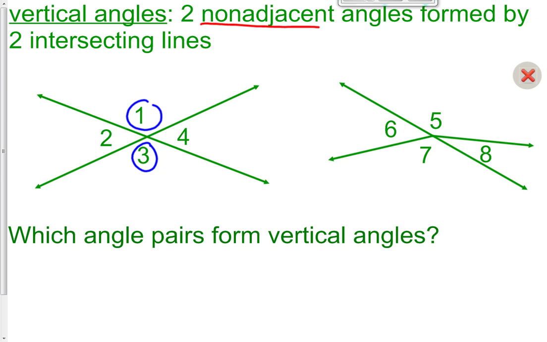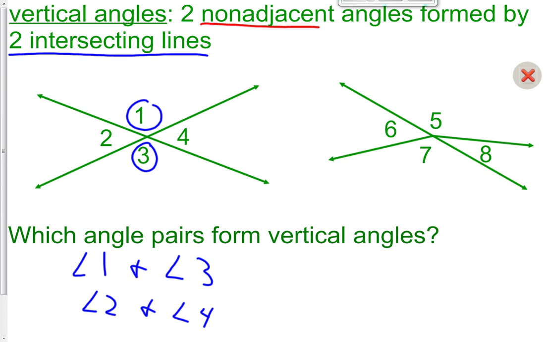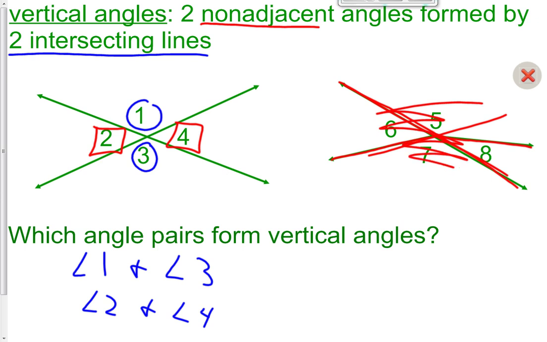Which angle pairs form vertical angles? Angle 1 and angle 3. Another one is angle 2 and angle 4. When you have two intersecting lines, that's when you have vertical angles. So angle 2 and angle 4. It's kind of like the ones that are across from each other. Here on 5, 6, 7, and 8, here's one line, but here's a second line and then a third line. So this one, there's no such case of vertical angles. It has to be two intersecting lines.